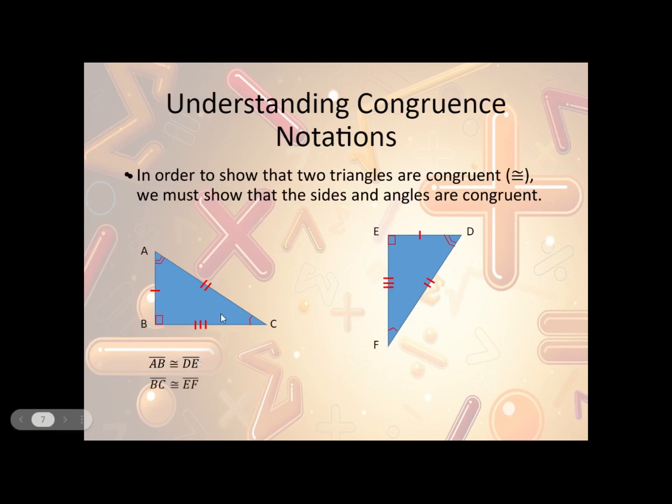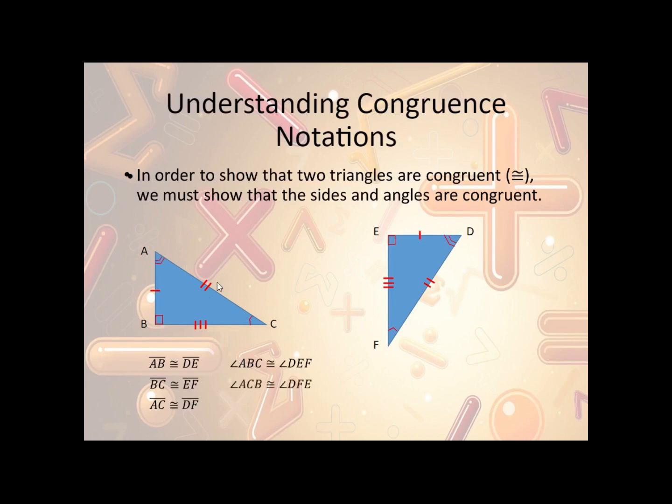Then we have BC here is congruent to EF, and AC is congruent to DF. So those show that all the parts are congruent. Then I have my angles. Angle ABC is congruent to angle DEF because they're both 90 degrees. They both have the box.